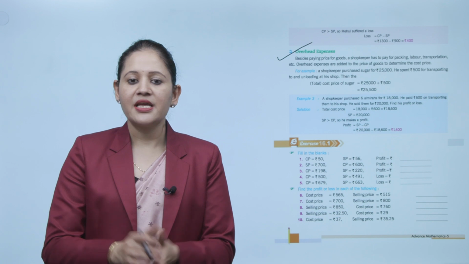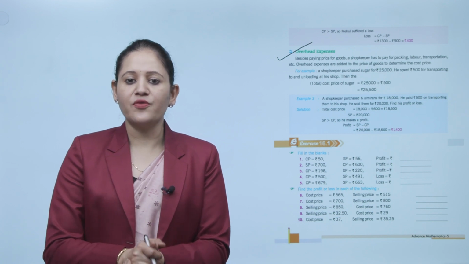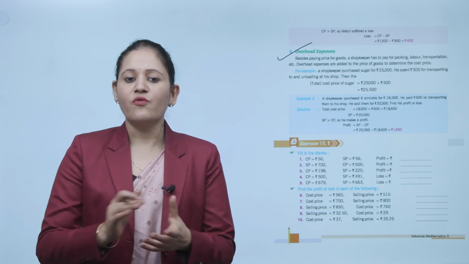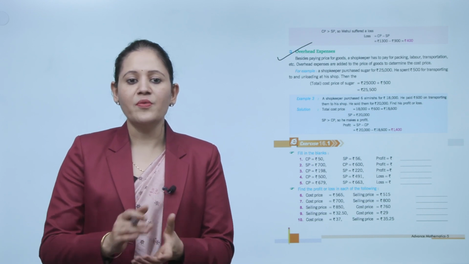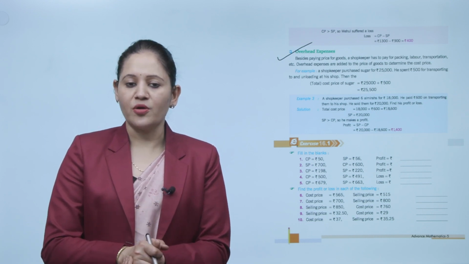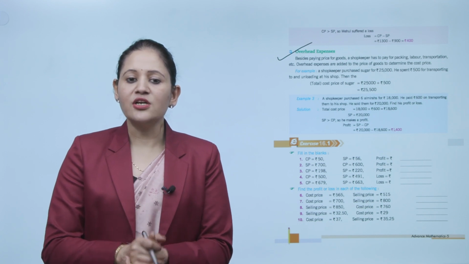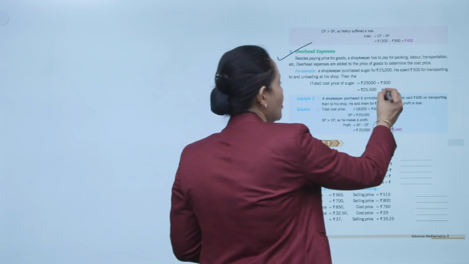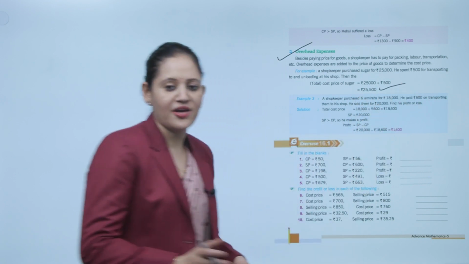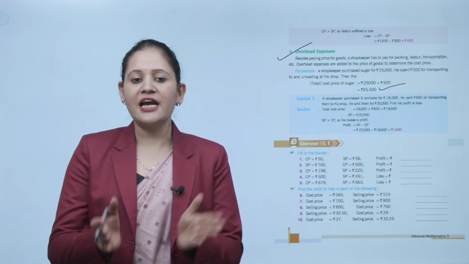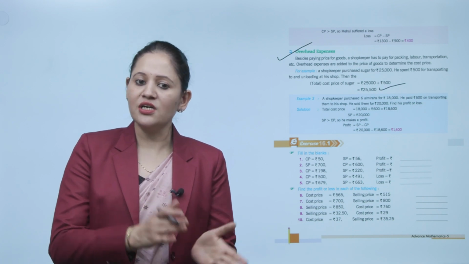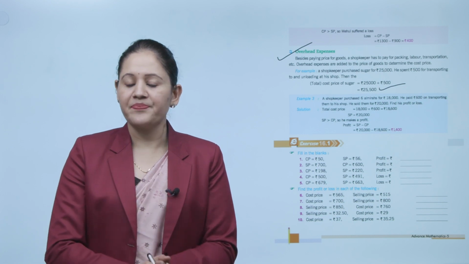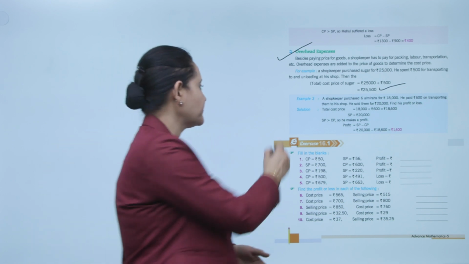For example, a shopkeeper purchased sugar for rupees 25,000. He spent rupees 500 for transportation to unloading at his shop. Then the total cost price of sugar हो जाएगी 25,000 plus 500, that is rupees 25,500. So we'll add the overhead expenses to the price and that will make the total cost price. Now we'll take an example.